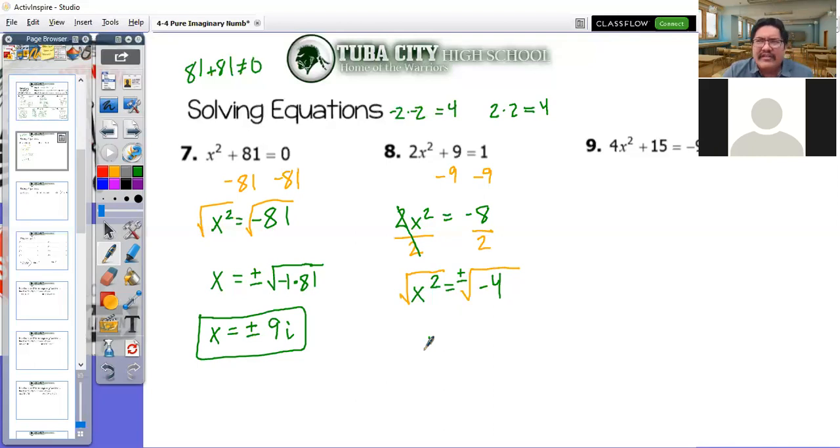And now again, I'm going to try to do this. Let's see if I can do this in my head. So I want to take the negative out. If I take the negative out, that's going to be i, right? And then if I take the square root of 4, that's going to be 2. Oh, there's no more square here. The whole reason I did the root of both sides is because I don't want that square there.